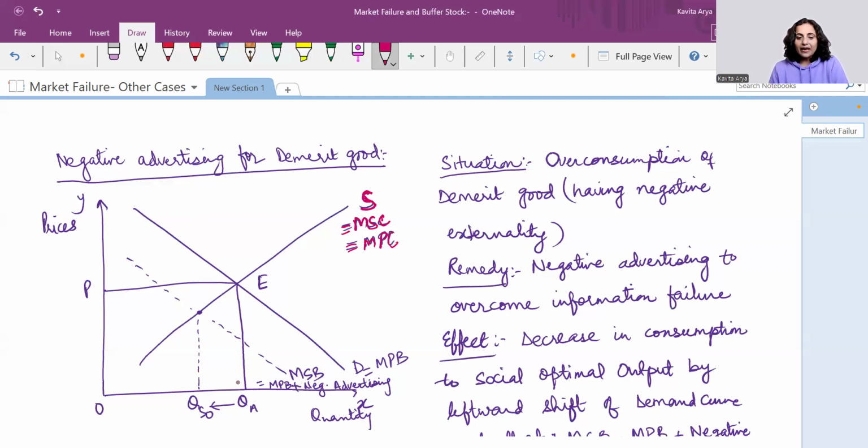So here the private benefit is showcased by the demand curve, right? But it has a social benefit which is negative. It is giving a negative impact to the society as a whole. So here MSB is lesser than this situation. When demand and supply intersect, they determine the equilibrium, and QA is the allocative output determined by the demand and supply forces in the market, right? But this is not the optimal one. Why? Because it's creating a bad impact on the society.